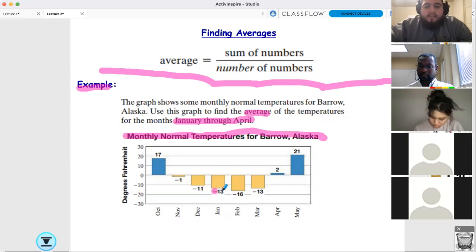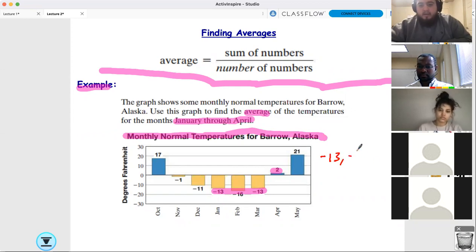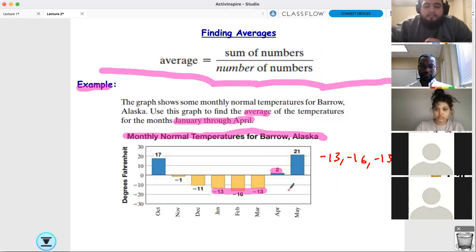So I want you to write these numbers for January through April. After you write the title of the table, right underneath the title, you're just gonna write -13, comma, -16, comma, -13, comma, 2. You're writing these numbers out instead of drawing this table. I'm not gonna make you draw this table, but I do want to do this problem.